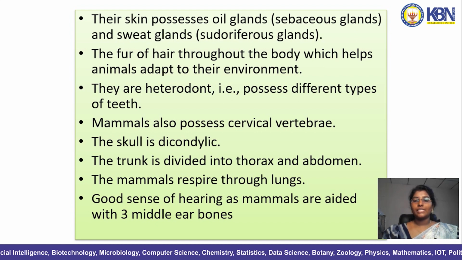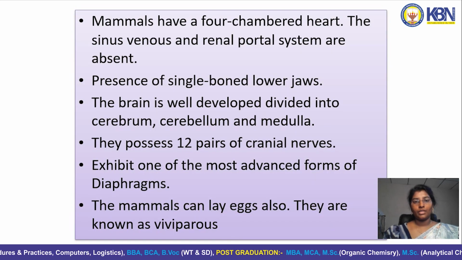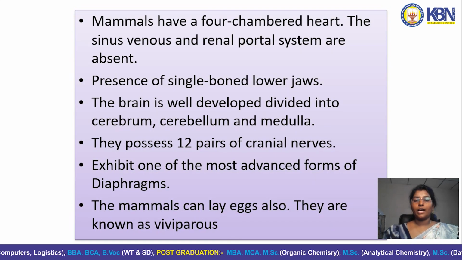Animals also possess cervical vertebrae. The skull is dicondylic and the trunk is divided into thorax and abdomen. The mammals respire through lungs. In this point, we can observe most of the mammals respire through lungs, like humans. Next, good sense of hearing, as mammals are aided with 3 middle ear bones. Mammals have a 4-chambered heart. The sinus venosus and renal portal system are absent. Mammals have a 4-chambered heart like humans.